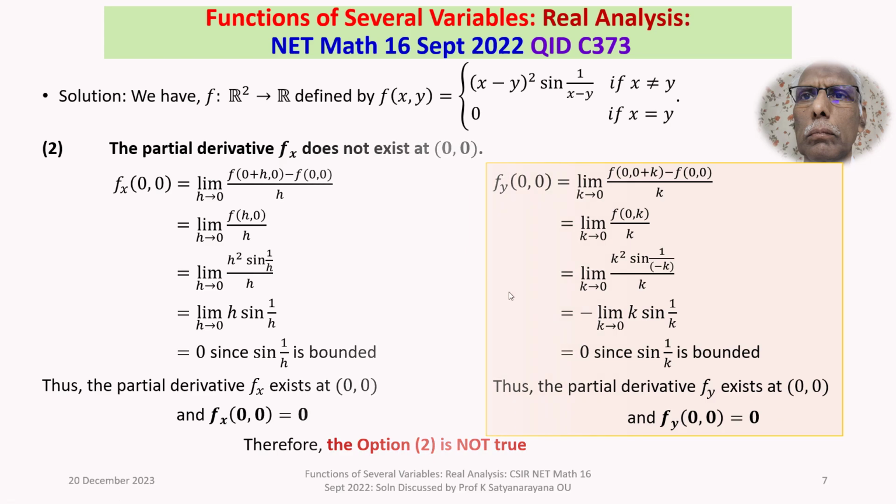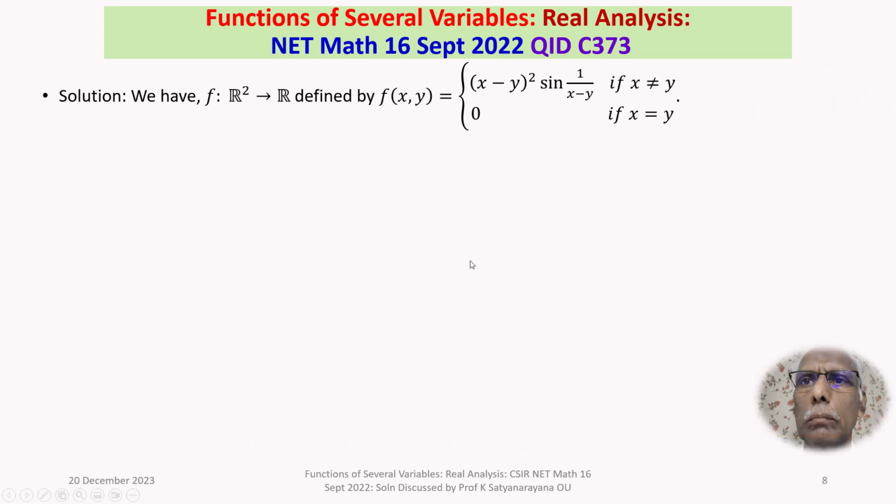We move on to the next option. Option 3: the partial derivative fx is continuous at (0, 0). So first of all, let us take the function f of x comma y and differentiate partially with respect to x, keeping y as constant.